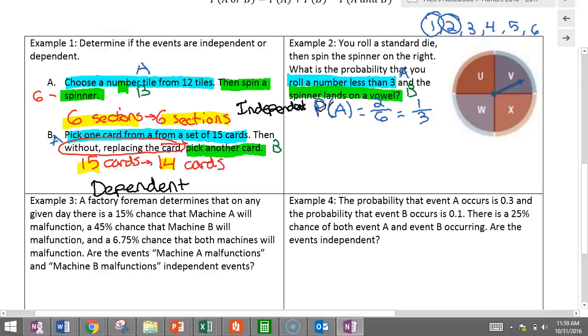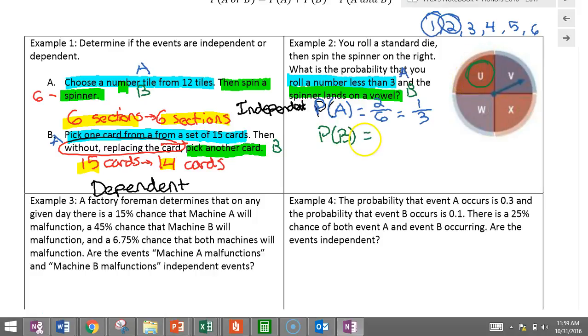Okay. Then I want to find the probability of B. Right? The spinner lands on a vowel. When we look at my spinner, the only vowel here is U. So that's 1 space out of 4 spaces on my spinner. So it's just 1 out of 4.